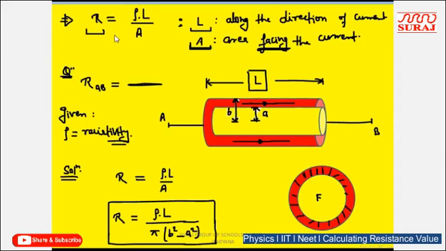So here the resistance R is defined as rho L by A, where L is the length along the direction of current, and capital A is the area facing the current. These two things are very important to choose for a given structure according to the flow of current. They will not tell you that the current is flowing from A to B. They are simply asking for the equivalent resistance across AB. It means you can choose that the current is flowing from A to B.